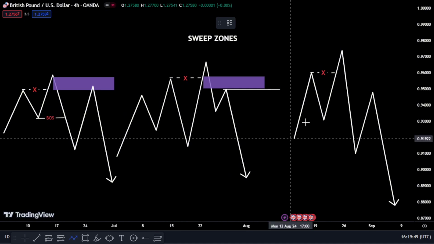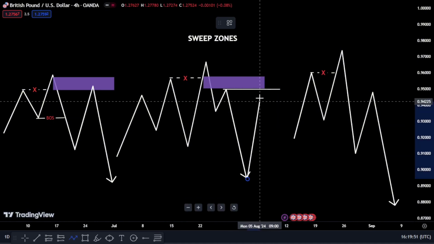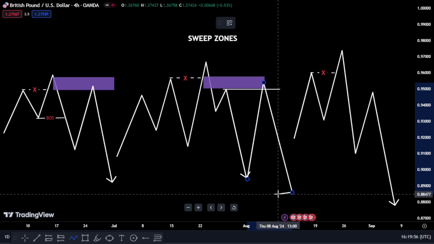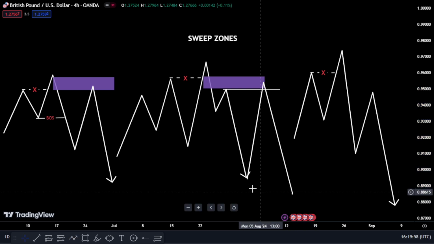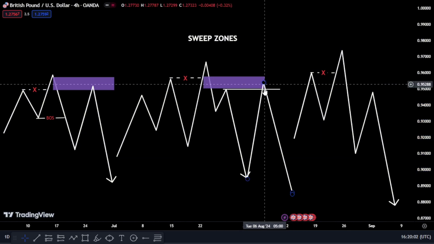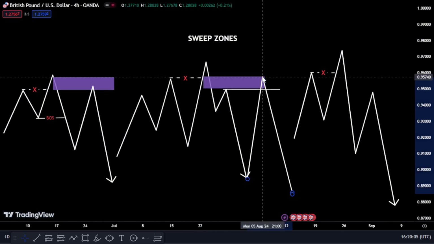So you want to be riding with the liquidity. The market comes and taps into your POI. Your POI is your point of interest. So the market comes, taps into your POI, and then you look for a confirmation within that area, that point of interest.